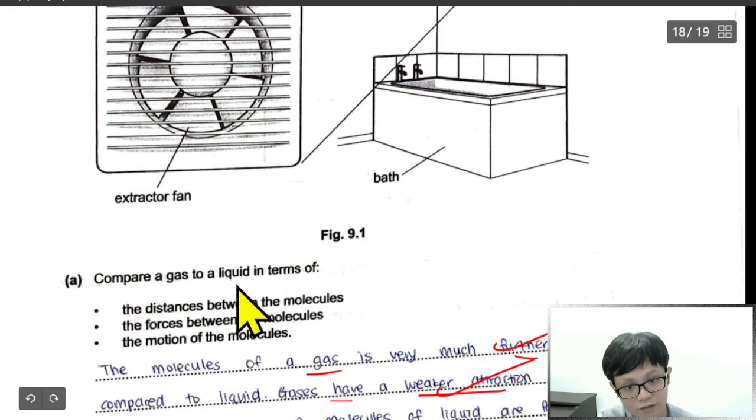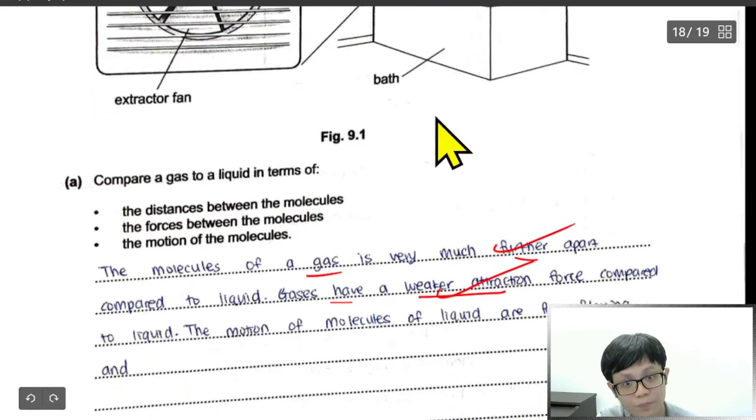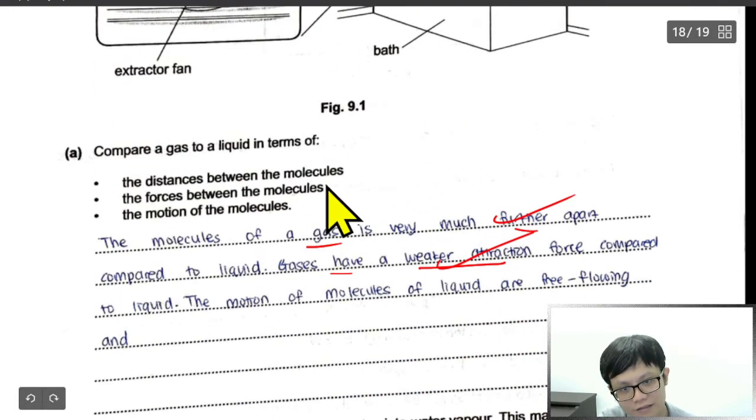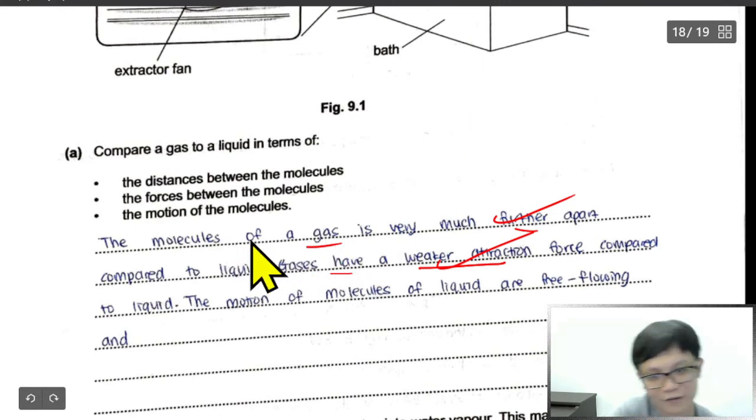Compare a gas to a liquid in terms of, I think, yeah, in the UK all houses also like this. In Malaysia maybe some toilets don't have.